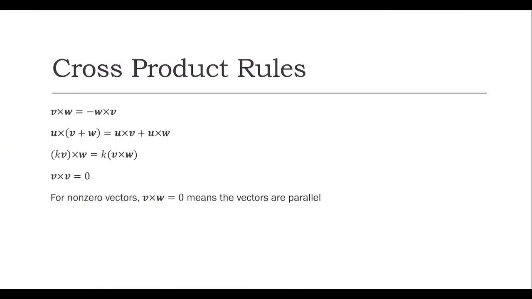Now we have our cross product rules. V cross W is the same as negative W cross V. So when you cross them, they'll be opposite directions like was shown with the right-hand screw rule. That's why you have this negative here when you do the cross product in the opposite direction. U cross (V plus W) is the same as U cross V plus U cross W. K times (V cross W) is the same as (K times V) cross W. And V cross V is 0. And for non-zero vectors, if W cross V is 0, it means that the vectors are parallel. So these are important rules to remember.